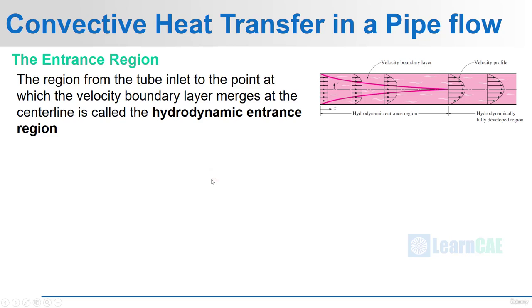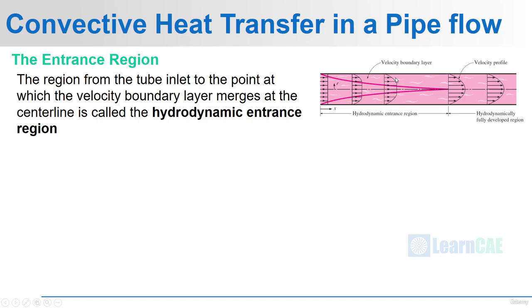The region from the tube inlet to the point at which the velocity boundary layer merges at the center line is called hydrodynamic entrance region. If you see in this image for the pipe flow, at the entrance the velocity is uniform from the center to the outer walls. As the flow progresses, the velocity becomes maximum at the center and it becomes zero near the walls. So this is the profile which is formed after certain region, and the profile remains constant beyond this region. So this initial region is called hydrodynamic entrance region.